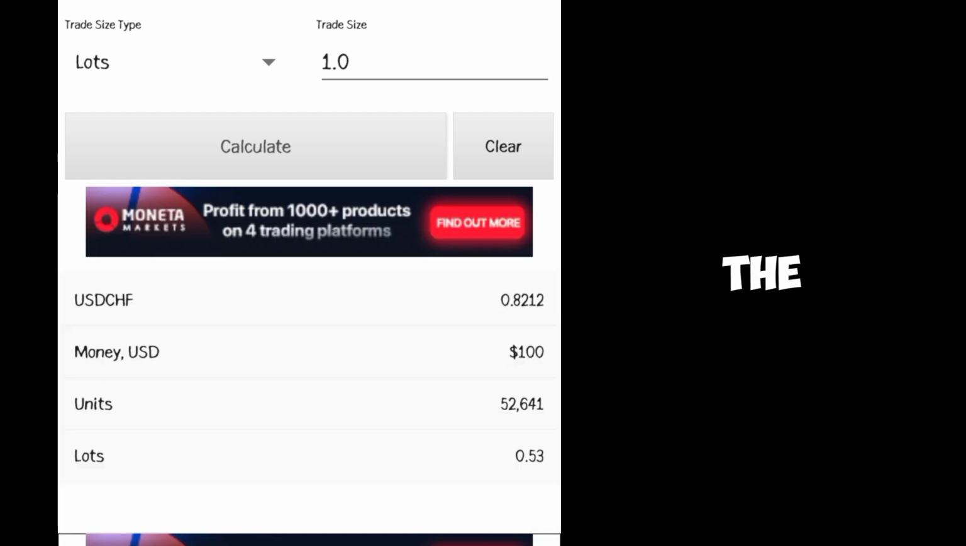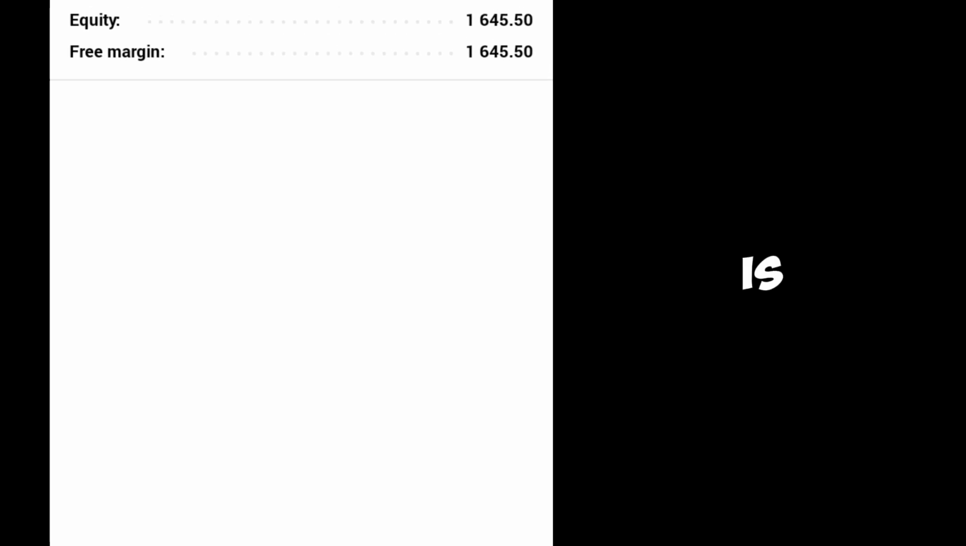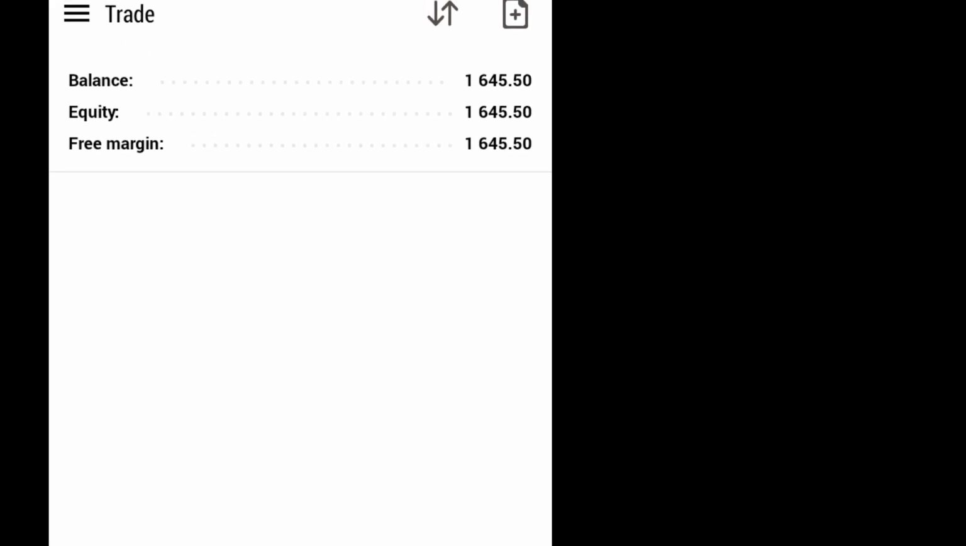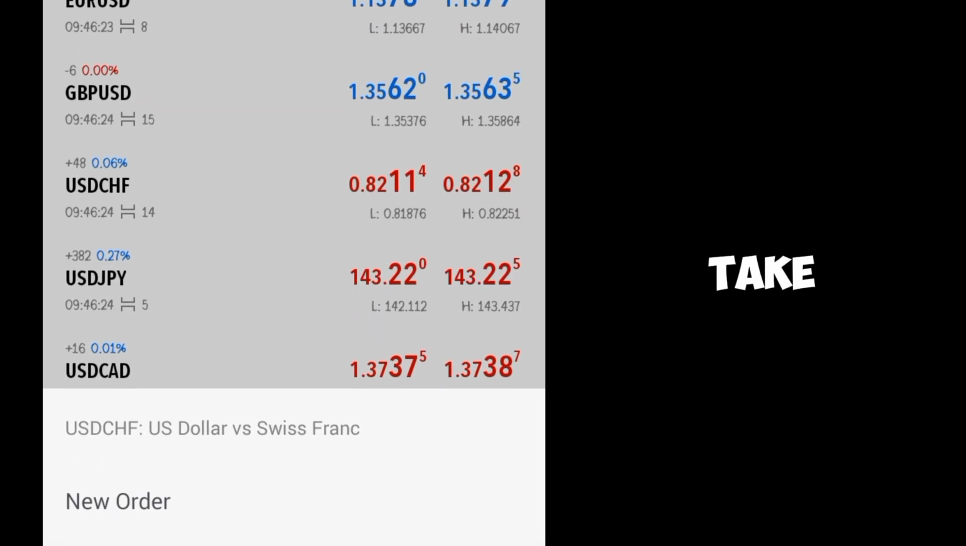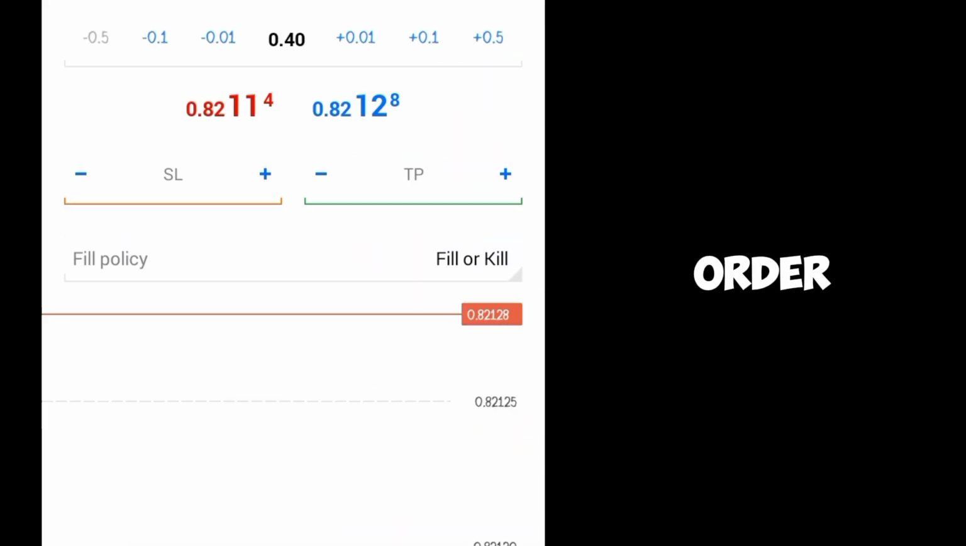0.53 is the lot size. So what do we do? We come to our MetaTrader 5. Now this is your trading account. So what you want to do is to look for USD CHF, which is the trade we are about to take. You want to tap on your new order.